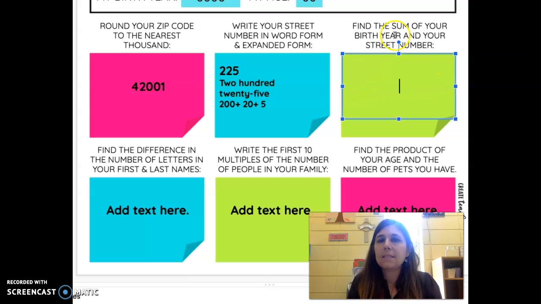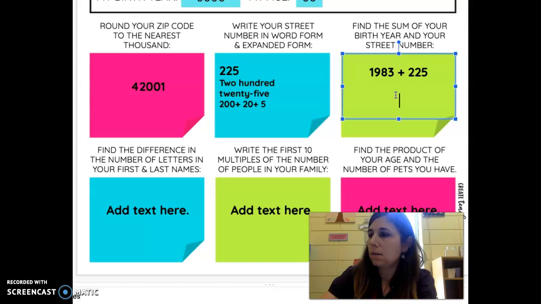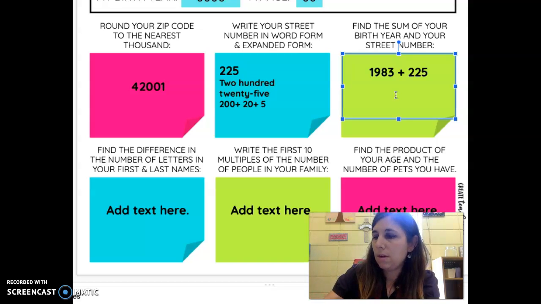This says find the sum of your birth year and your street number. So my birth year, I was born in 1983, plus my street number, we just said was 225, so I need to add those two numbers together. Okay, so 5. I'm going to grab my piece of paper here to do some math because 1983, 225, my 5 added to my 3 would be 8. 8 plus 2 is 10. 9 plus 2 plus the 1 would be 12. Okay, so my sum of those two numbers would be 2,208.